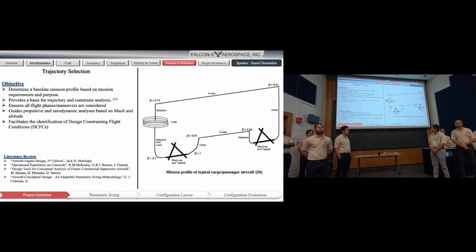So trajectory and performance supplies a baseline trajectory, and this not only ensures that all flight phases are considered in our analysis, but it also dictates the flight conditions at which those analyses are performed.